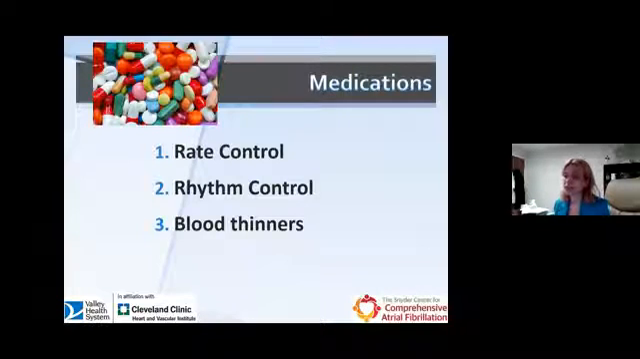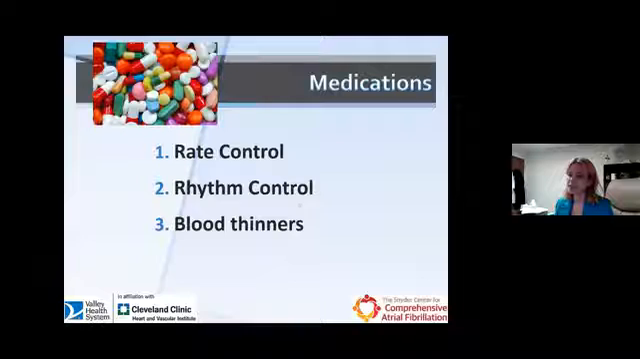Rate controlling medications are very simple medications that many people use for other reasons, like high blood pressure. Some of you might be familiar with some of them, like metoprolol, carvedilol, diltiazem, digoxin. Those medications don't change the rhythm, but they slow down atrial fibrillation and protect the pumping chambers.